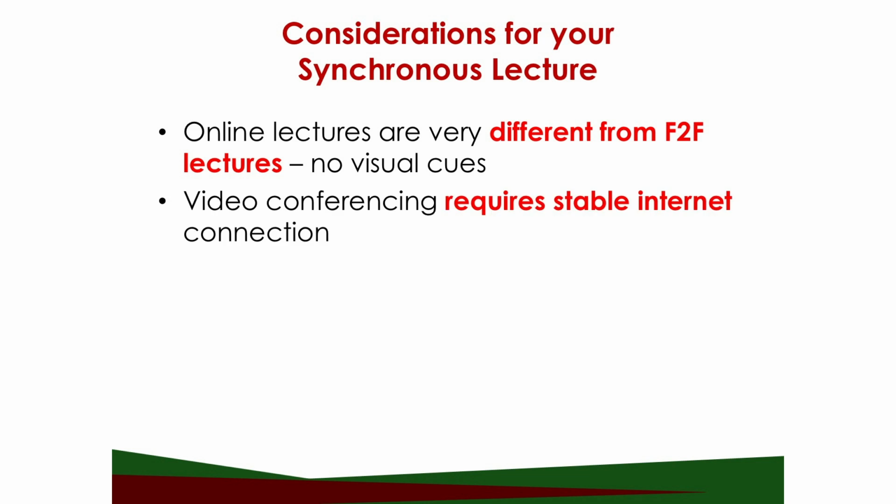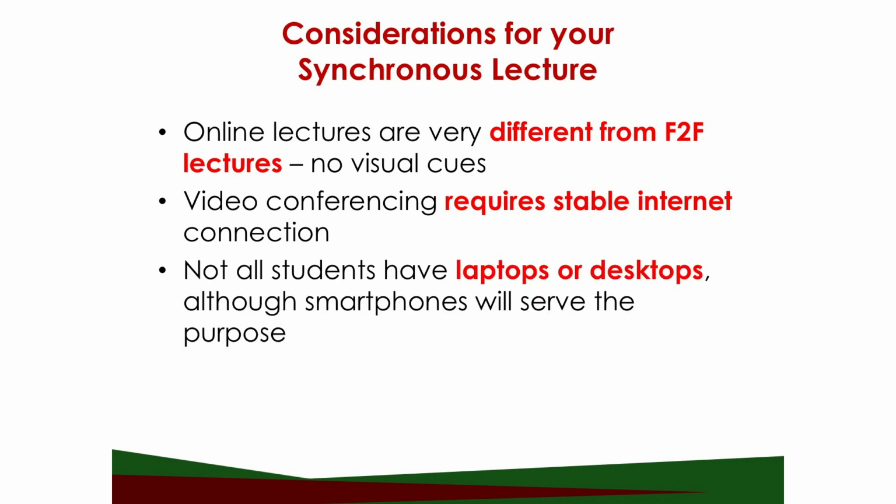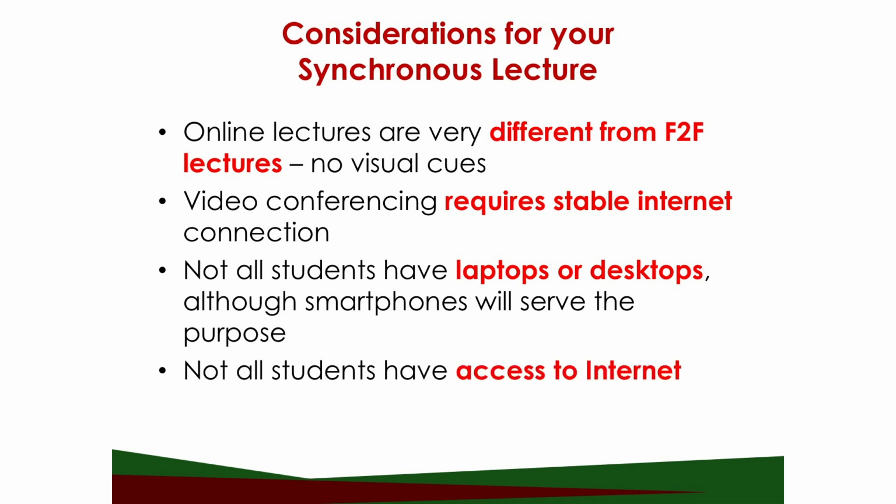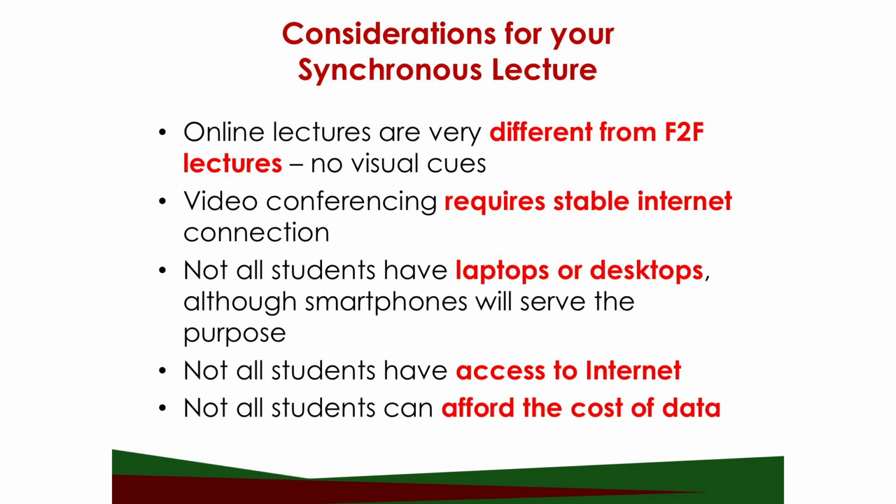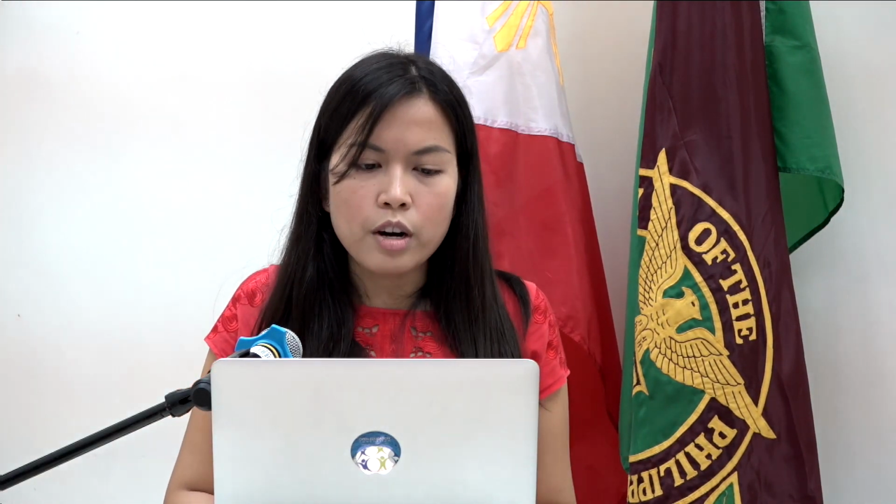And again, the internet connection. Video conferencing requires a stable internet connection. And also, not all students have proper devices to connect to the lectures. Not all students have access to the internet, and not all students can afford the cost of data. So we have to consider these things if we want to shift our classes to online classes. Should we do it synchronously or asynchronously? So these are some considerations if you want to do a synchronous lecture.